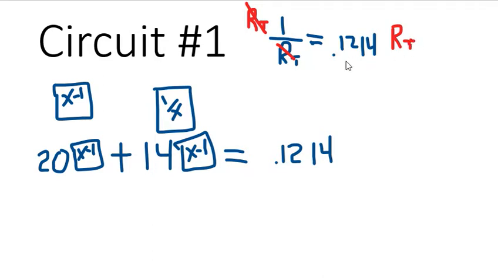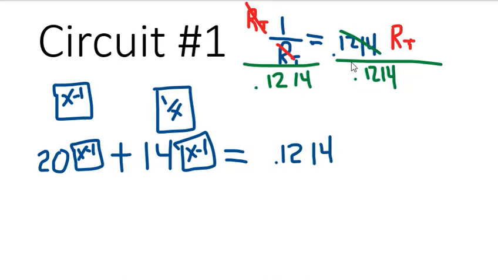Now I'm going to divide both sides by 0.1214. And again, I'm not typing anything in my calculator yet, because I'm going to do this a lot quicker on my calculator. I'm just going through the algebra. So those cancel out, and I get total resistance equals 1 divided by 0.1214. And again, I'm going to use the whole number, but this is fine where it is.